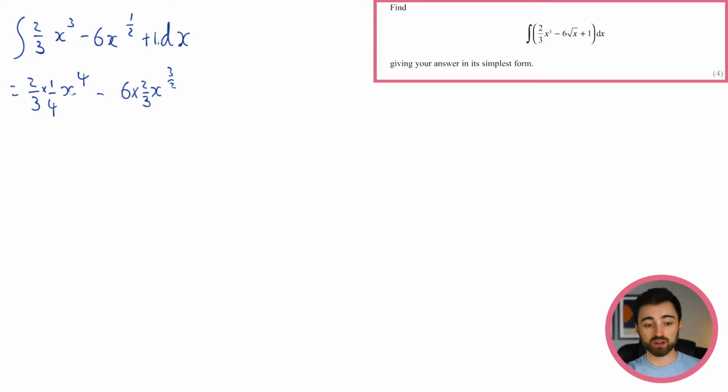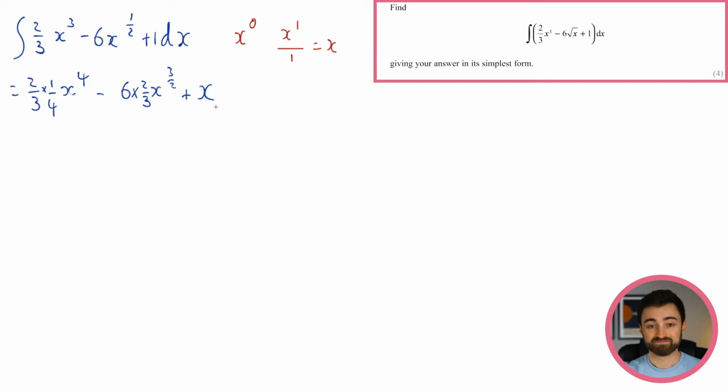And then 1 is essentially x to the power of 0. So imagine I had x to the 0. Add 1 to the power, I'm going to get x to the 1. Divide by the new power, divide by 1, right? So it's basically going to be x. So this is just going to be plus x.